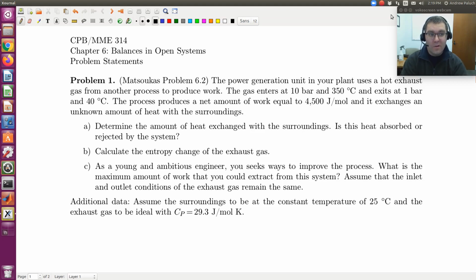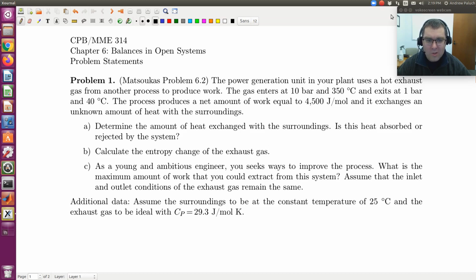All right, let's take a look at our first example problem from Chapter 6. The power generation unit in your plant uses a hot exhaust gas from another process to produce work. The gas enters at 10 bar and 350 degrees C and exits at 1 bar and 40 degrees C. So that's great. I know the temperature and pressure of my inlet and outlet, so my system is fixed or fully specified. The process produces a net amount of work equal to 4,500 joules per mole, and it exchanges an unknown amount of heat with the surroundings.